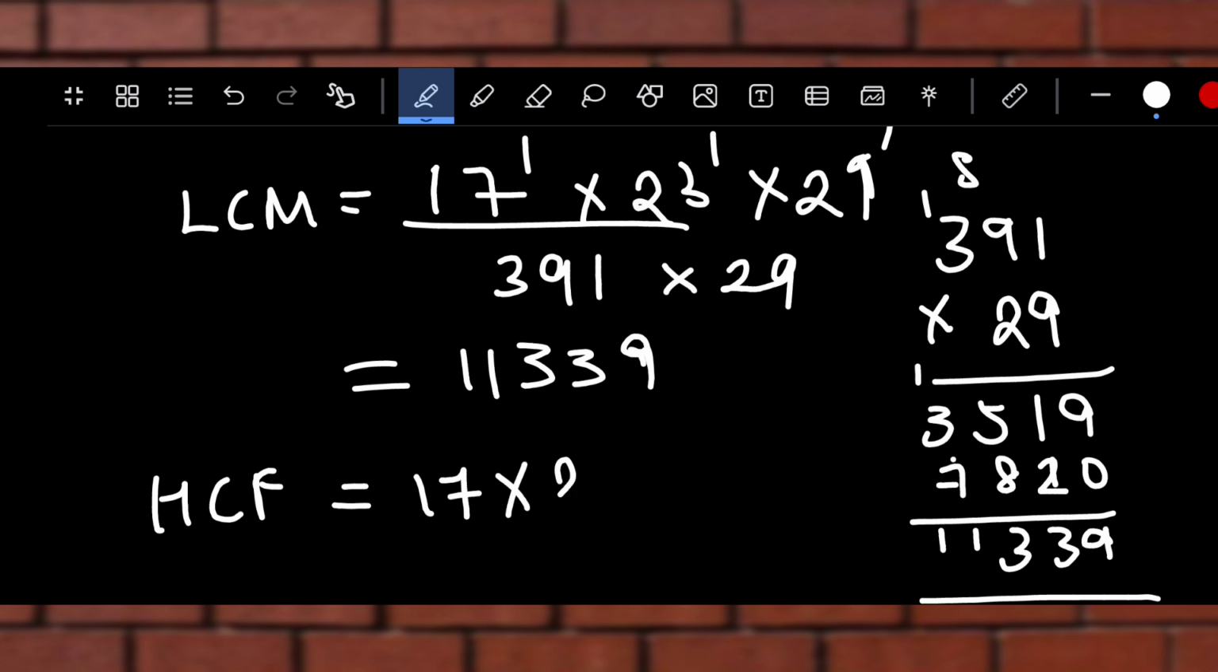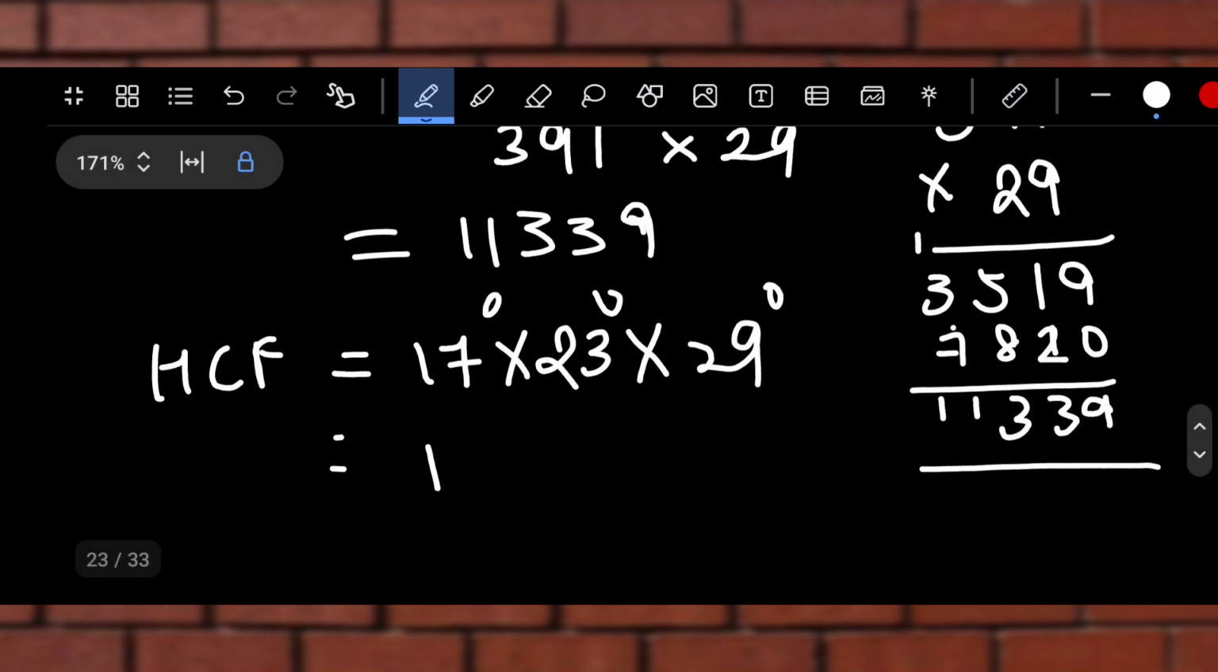Okay. Now HCF. For HCF, we take the lowest power of all the numbers, 17 into 23 into 29. What is the lowest power? 0, 0, 0. And any number to the power 0 is equal to 1. So the HCF is 1. Simple. Understood? Now let's go and do the third subdivision.